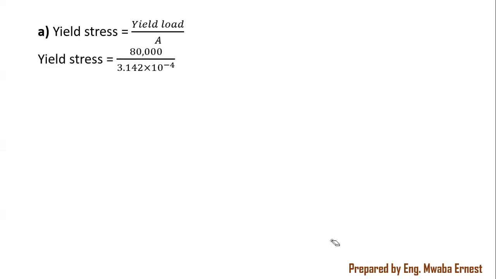Then we substitute. Our yield stress is 80,000 divided by the area we got, which was 3.142 by 10 power negative 4. So when you enter this in your calculator, what you're supposed to have now is 254,647,908.947 pascals.